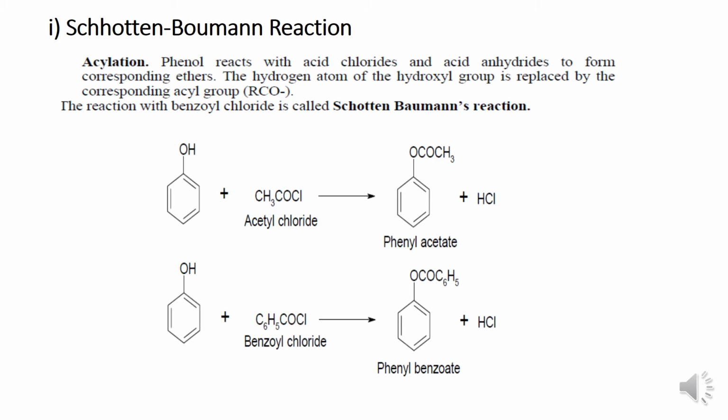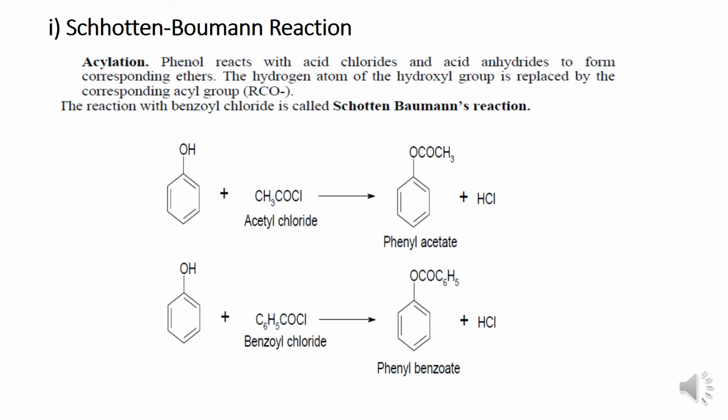Remember, through acetyl chloride or benzoyl chloride, acylation of phenol is achieved. Phenol reacts with acid chlorides and acid anhydrides to form the corresponding esters. Acylation gives esters: phenyl acetate and phenyl benzoate.